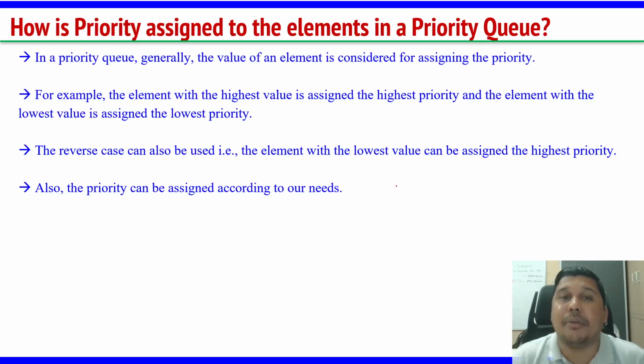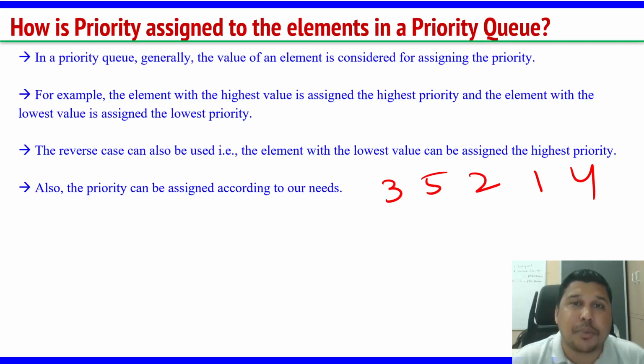If the elements are coming, like 3, 5, 2, 1, 4, and only these are the elements I want to insert, and the priority defined by us is that the highest number has the highest priority. That is the rule. So there is no associated priority here. From the elements itself, we are defining a priority. I am saying the highest element is the element with highest priority.